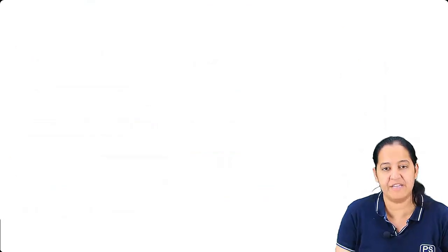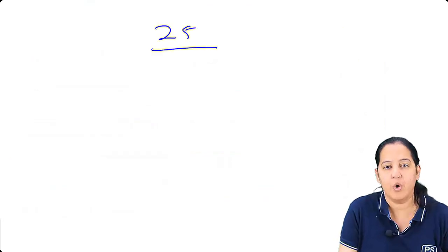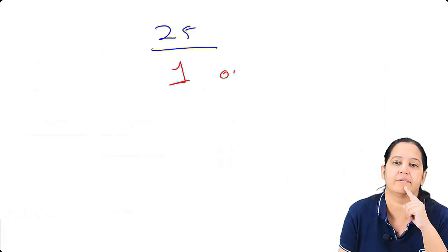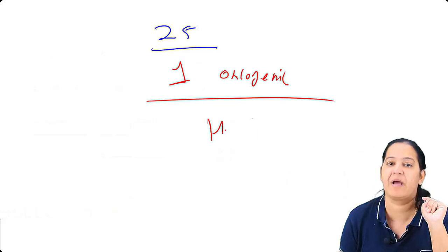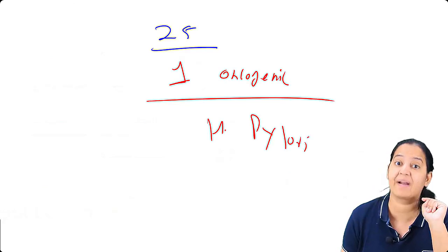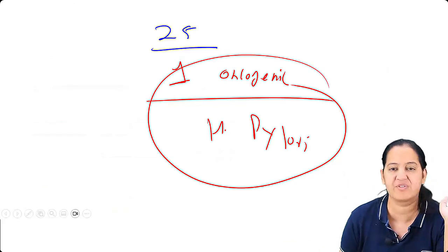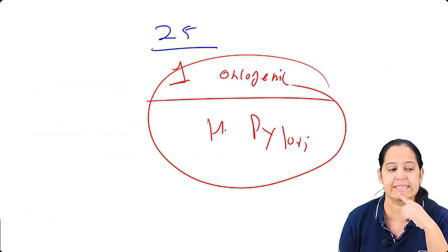I mean to say, I will teach you 25, 30, whatever bacteria. Only one bacteria is oncogenic. What do you mean by oncogenic bacteria? Which cause cancer, and that is H. pylori. H. pylori is the only bacteria which is oncogenic among all the bacteria in the world. It causes cancer.